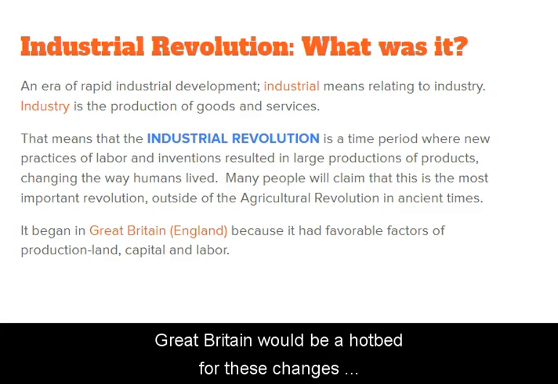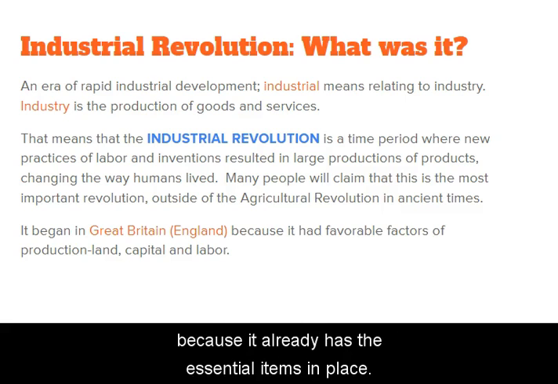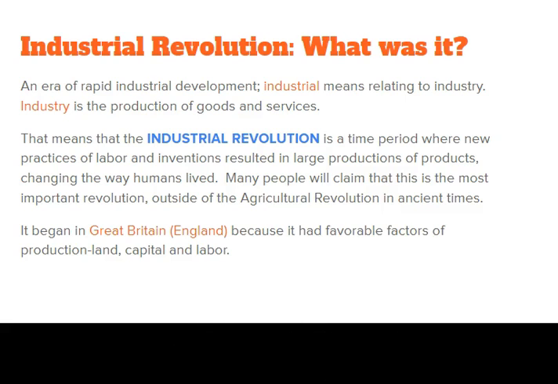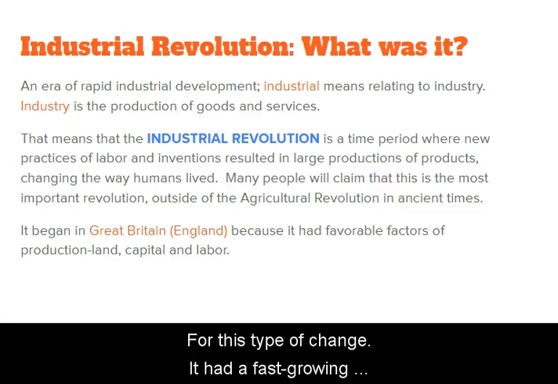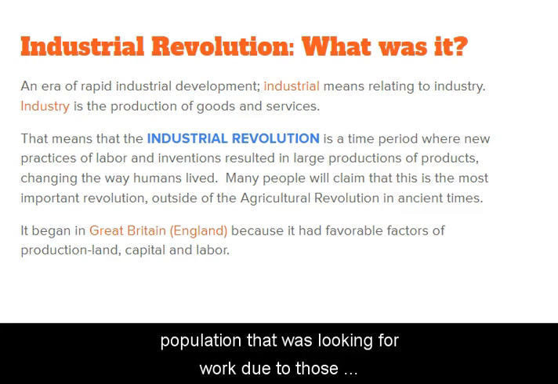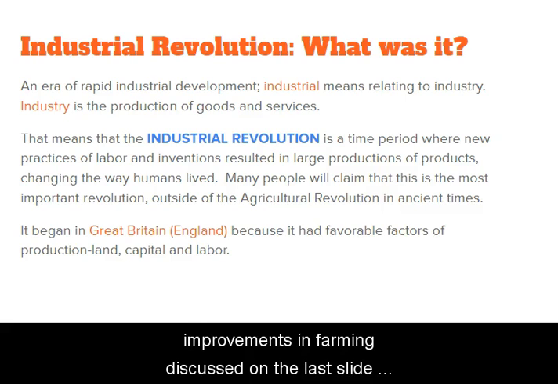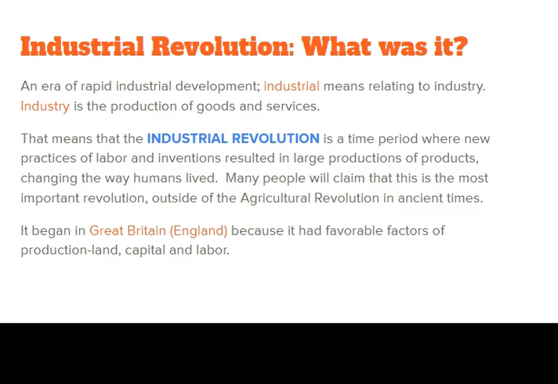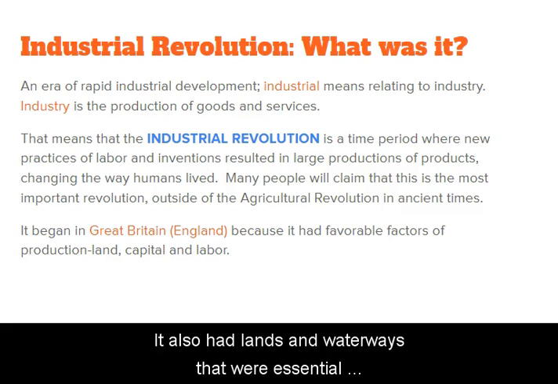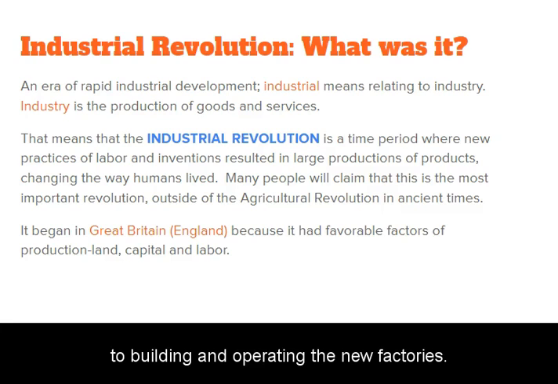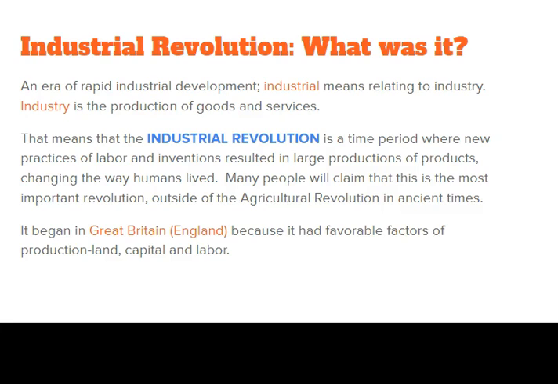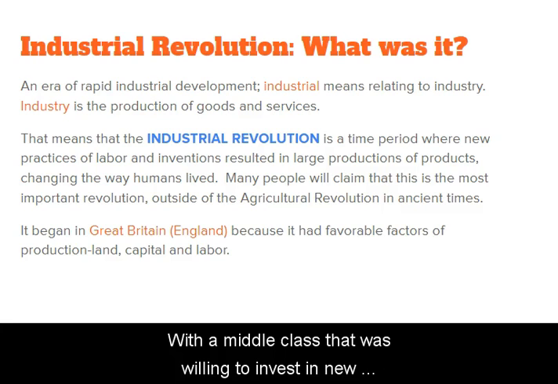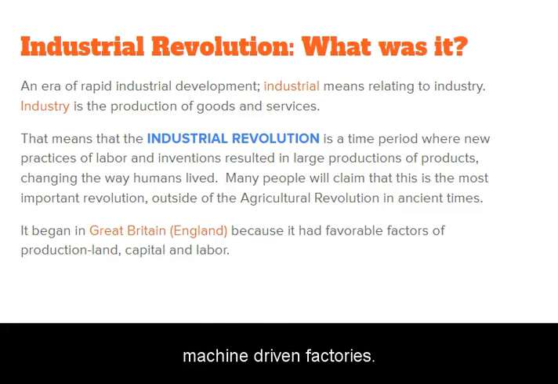Great Britain would be a hotbed for these changes because it already had the essential items in place for this type of change. It had a fast-growing population that was looking for work due to those improvements in farming discussed on the last slide and the enclosure movement. It also had lands and waterways that were essential to building and operating the new factories. And it had a business model with a middle class that was willing to invest in new machine-driven factories.